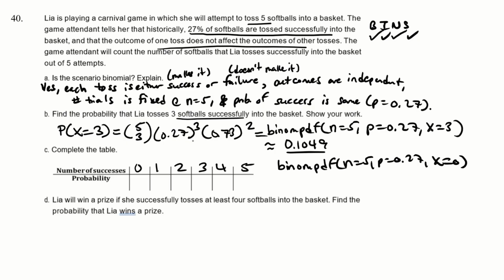We already did 3. So 3 was 0.1049. Okay? And then if we do 0, we get 0.2073. Okay? If we do 1, we get 0.3834. And what I'm going to need to do is I'm running out of room, so I'm going to do it here. 0.3834. And then 2 is 0.2836.